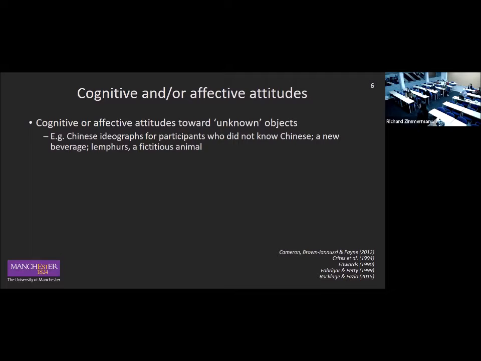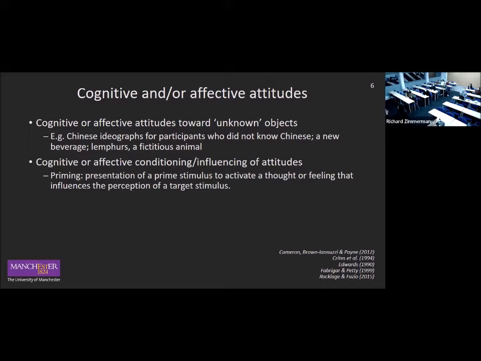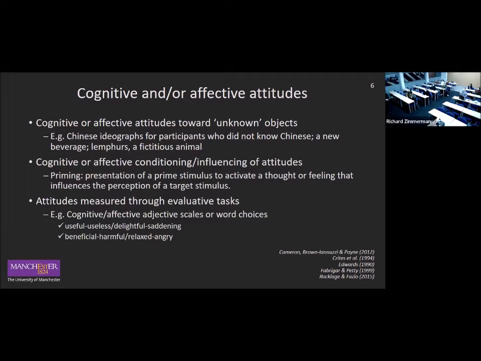So in order to examine the attitudes towards these unknown, unfamiliar objects, they used priming. They presented a prime stimulus to the participants, usually in the form of a written message that described these attitude objects, and they expected that prime stimulus to somehow influence their evaluations of the attitude object. And the way they measured those attitudes that they created and influenced is that they used cognitive or affective adjective scales or word choices.